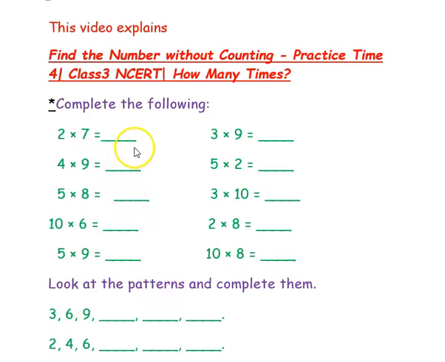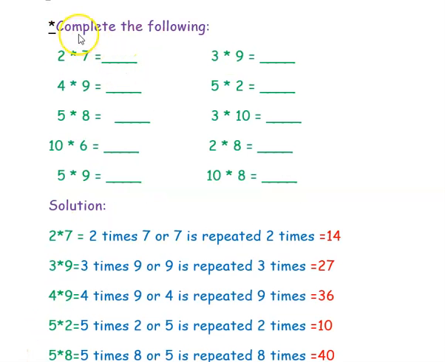In this video, we are going to see a few examples on how to find numbers without actually counting, but through repeated addition, which is called multiplication. So we are going to learn multiplication tables in this video. The first example is: complete the following. They are given a few multiplications of numbers.